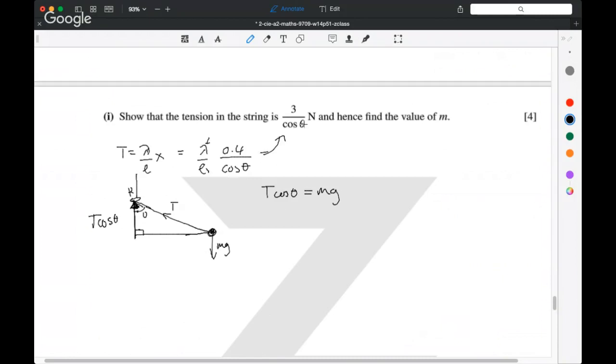Well, we know what T is. So T cosine theta is just going to be 3. So the mass must be equal to 3 over 10, which is 0.3 kilos.